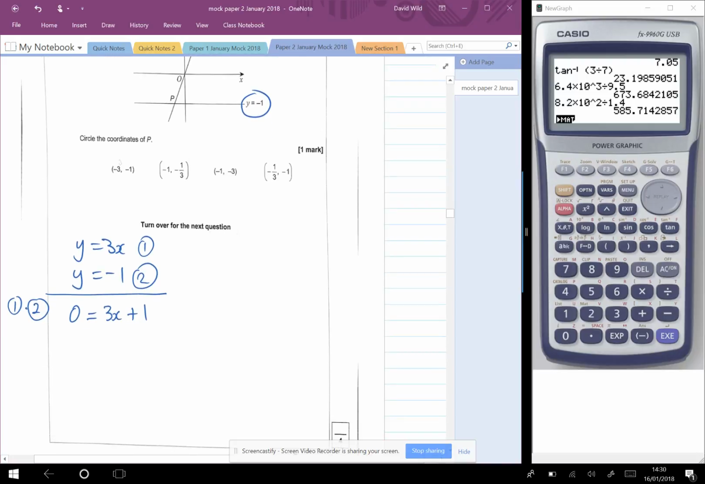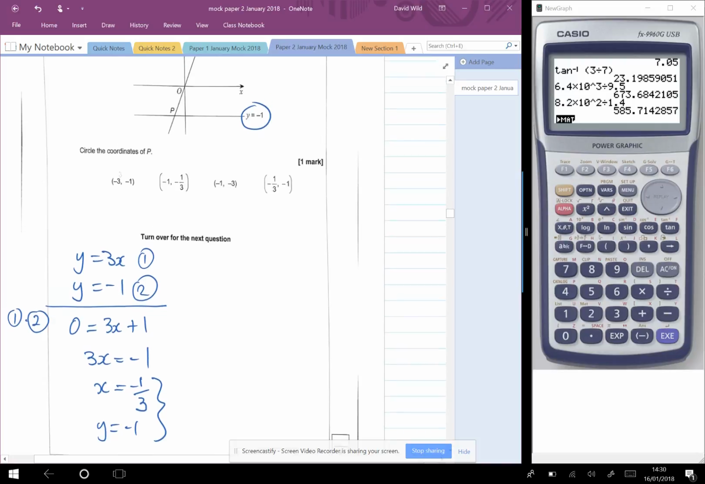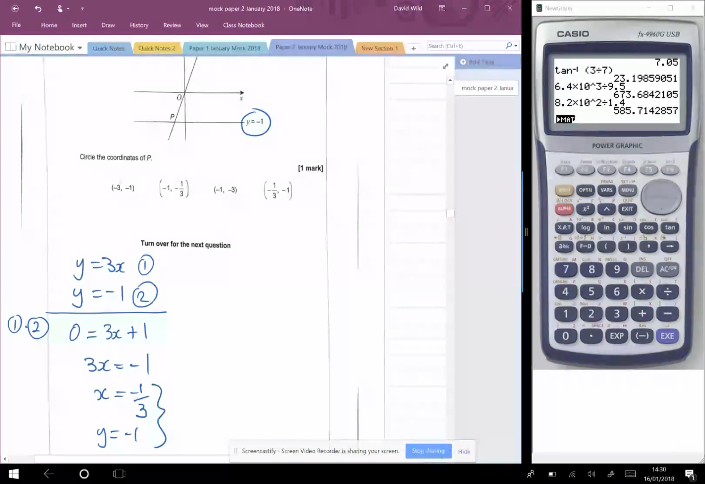So I get 3x plus 1 equals 0. And if I try and solve that, subtract 1 from both sides, I get 3x is minus 1. And I divide both sides by 3, I get x is minus 1/3. And y is minus 1, which we already had. So x is minus 1/3 and y equals minus 1. It must be there.